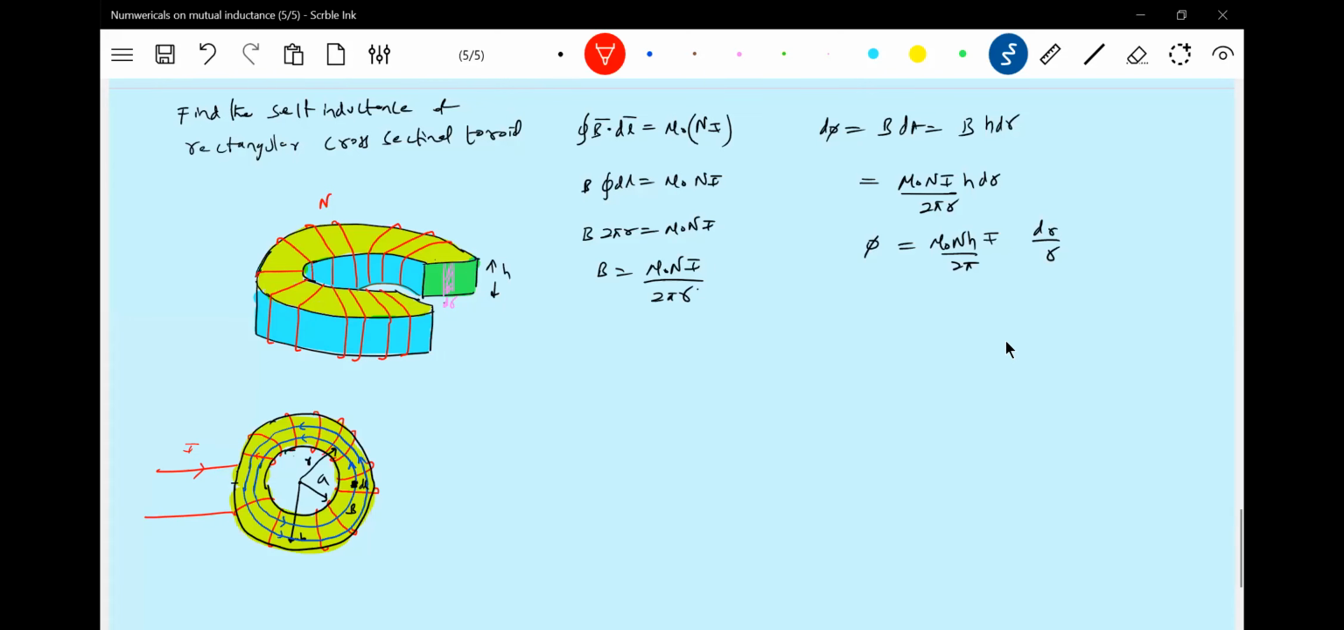What should be the limit? The limit should be from A to B. So solving this, flux equals mu naught N H I by 2 pi, log of B by A, which gives the self-inductance.